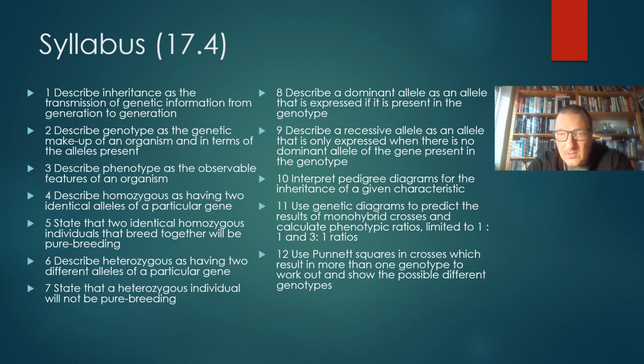We need to look at dominant alleles and recessive alleles. We need to be able to look at diagrams and use Punnett squares. And we need to be able to use genetic diagrams to predict the result of a monohybrid cross. So let's have a look at this. Not in this order, but we'll have a look at it. Let's go.